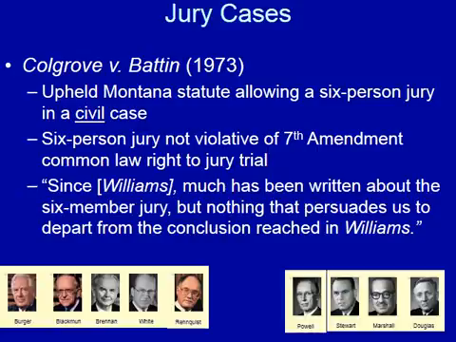The court says, since Williams, right, the Williams case in 1970, much has been written about the 6-member jury, but nothing that persuades us to depart from the conclusion reached in Williams. So to see what the court is talking about here in terms of the much has been written, you have to look at the long footnote 15 there on page 264. So this footnote references research studies that have been published in that 3-year period between Williams and Colgrove from 70 to 73. So all of those studies purported to be comparing 6 and 12-member juries to see whether there in fact were differences. And we'll talk about those studies in a minute.